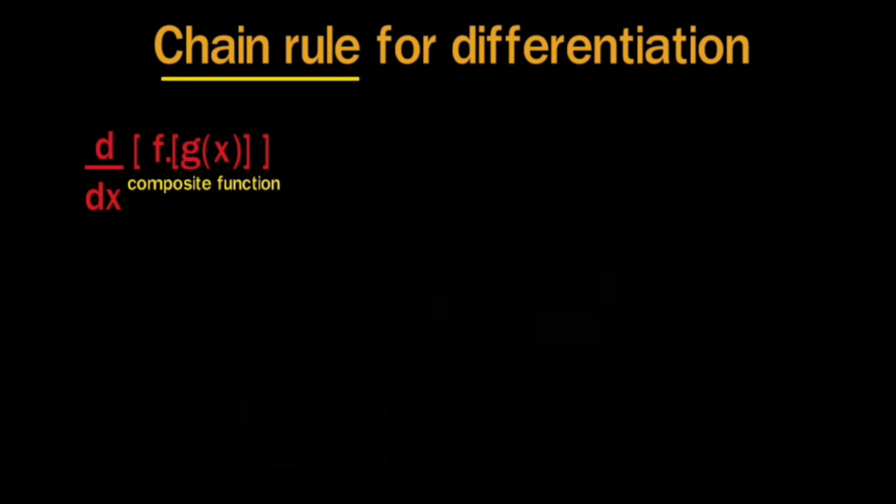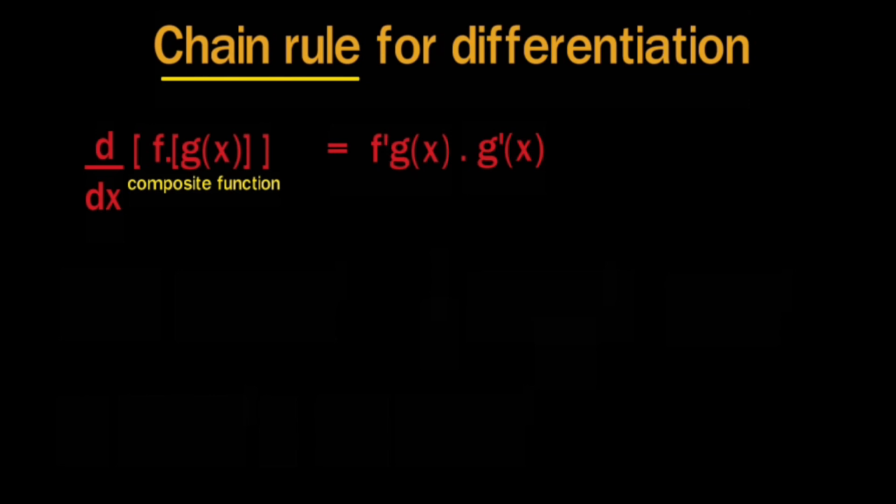The chain rule states that you can differentiate the composite function by differentiating the outside function first and then differentiating the function inside. So this is the chain rule.